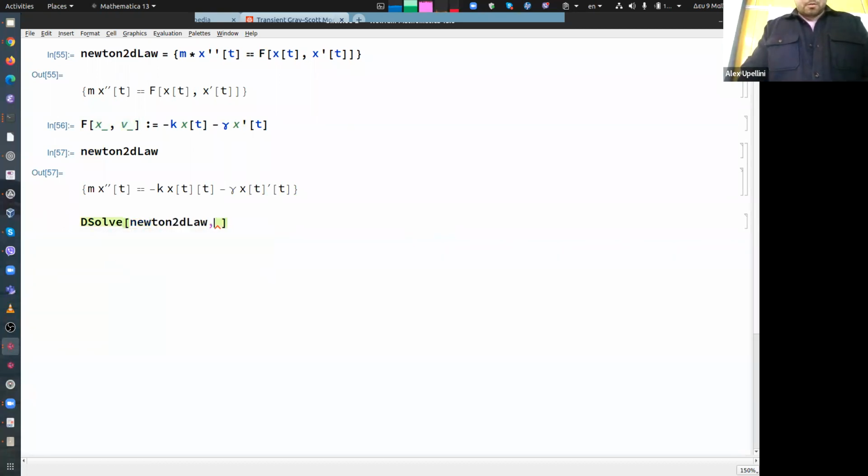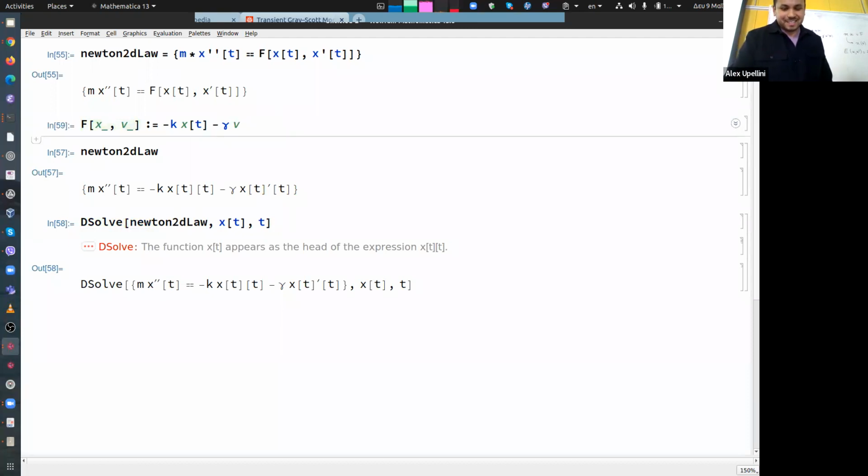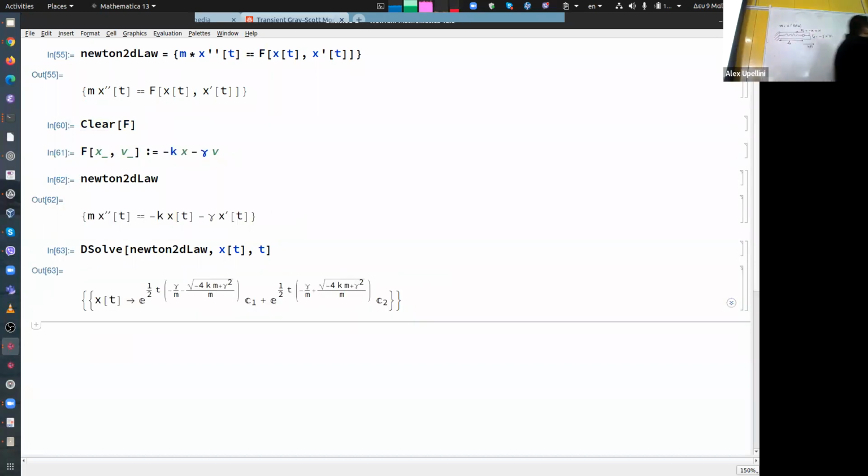Please solve Newton's second law with unknown function x of t, and the independent variable is t. Yes, here is v. Let's do a Clear f like this. Now this is correct. This is correct too, and this is correct. You see that this analytic solution has the integration constants C1, C2, and it depends explicitly on the parameters.